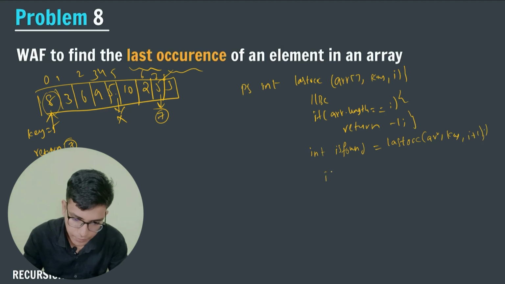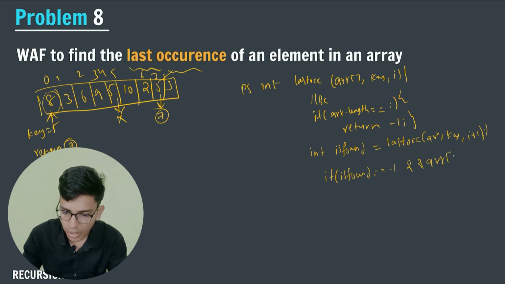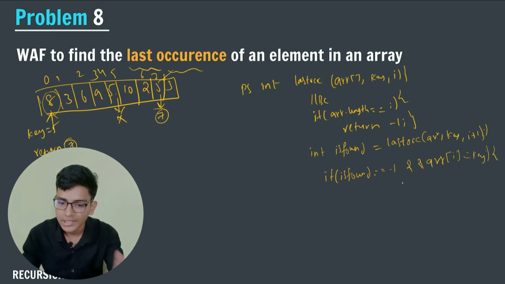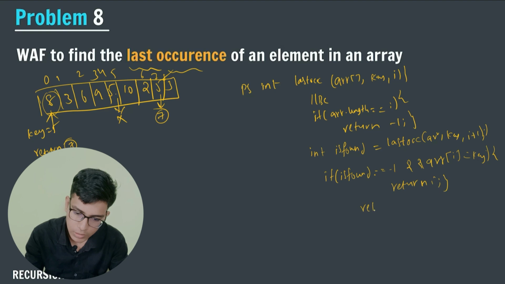After that if isFound is equal to -1, that is it is not present in the rest of the array, and arr of i is equal to key, if it is present at the current index, then what I am going to do is return the i value, that's all. And finally, whatever value I found, I am going to return the isFound value, that's all.